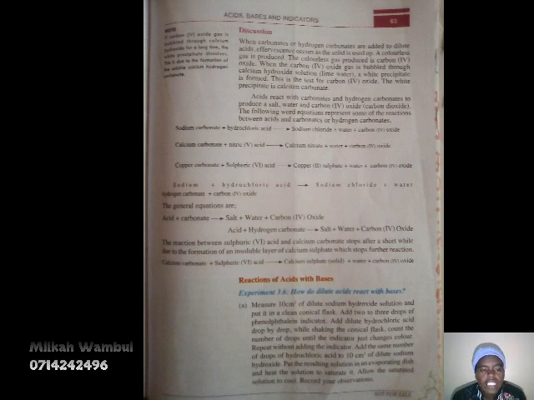So if you react sodium hydrogen carbonate, even if the name is hydrogen carbonate, still 3 products will be formed. That will be sodium hydrogen carbonate plus hydrochloric acid. It will give you sodium chloride plus water plus carbon(IV) oxide. So 3 products are formed when an acid reacts with a carbonate. So generally, acid plus a carbonate gives you salt, water, and carbon(IV) oxide as the only products.